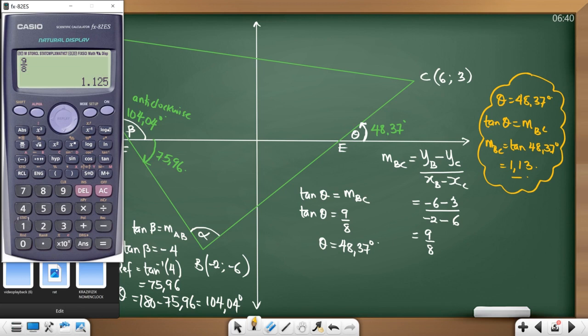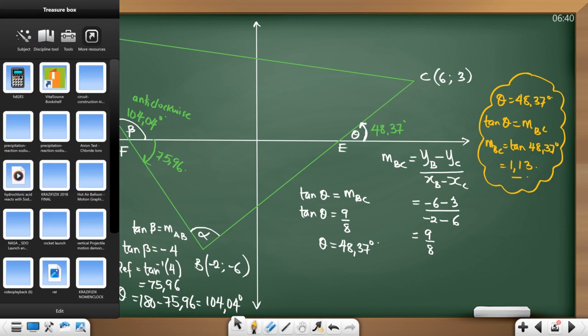And if we change it into decimal, can you see 1,125, which is 1,13. I hope we're good. Awesome. All right. This is very, very important. Now, how do we get that angle alpha? This is the major thing that is new in grade 11.